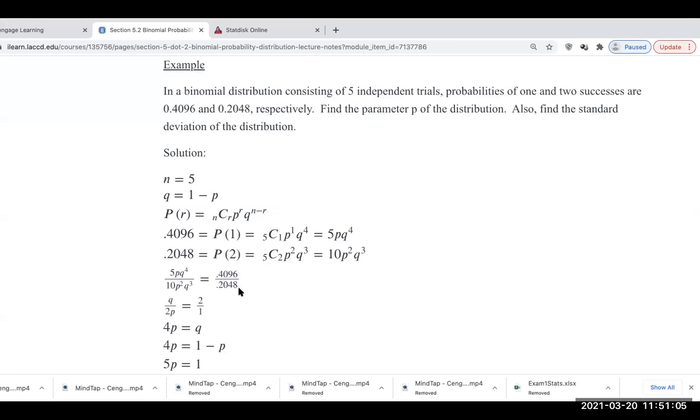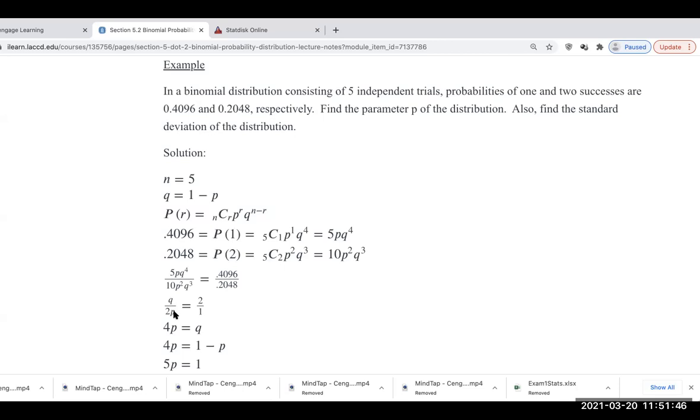0.4096 divided by 0.2048 is 2. So write this as 2 over 1. I can divide 5 by 5 to get 1, divide p by p to get 1, and divide q to the 4th by q to the 3rd to get q. Divide 10 by 5 to get 2, divide p squared by p to get p, and divide q to the 3rd by q to the 3rd to get just 1. So I have that q over 2p is 2.